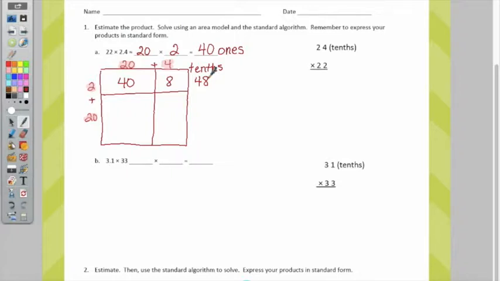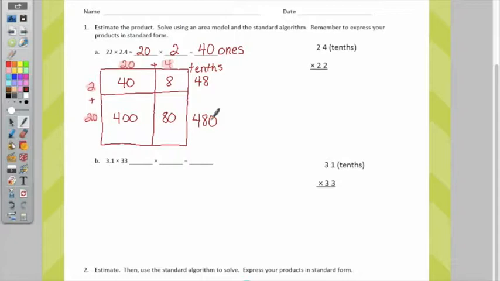Yeah. 20 times 20, what's that? 4. Oh, yeah. Why did I write 200? 400. And 20 times 4? 80. Okay, what's 400 plus 80? 480. So add that up. Don't forget to add those up. All right. That's all we have to do with the area model.